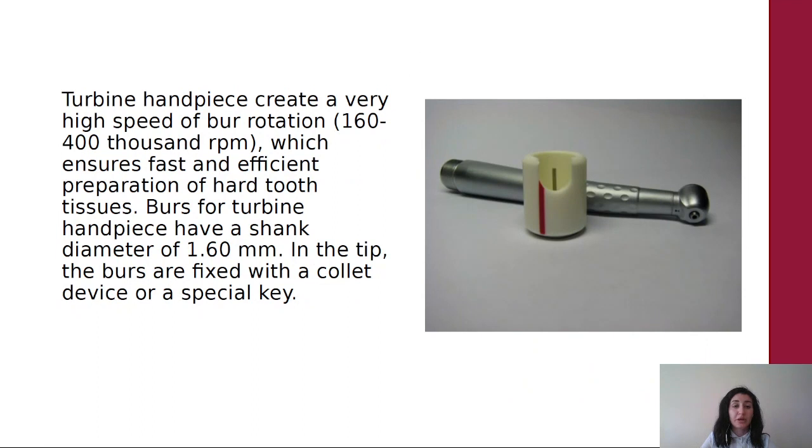Turbine handpieces create a very high speed of burr rotation, which ensures fast and efficient preparation of hard tooth tissues. Burrs for the turbine handpiece have a shank diameter of 1.60 mm in the tip, and the burrs are fixed with a collet device or special key.